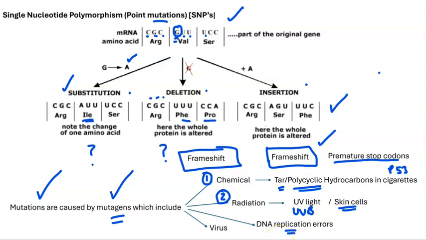DNA replication errors do occur in DNA replication, but when we were covering the study of DNA replication, we mentioned that there were corrective mechanisms, a multitude of corrective mechanisms for DNA which protect the cells, but even so, sometimes errors do creep through. Viruses are known to cause mutation.